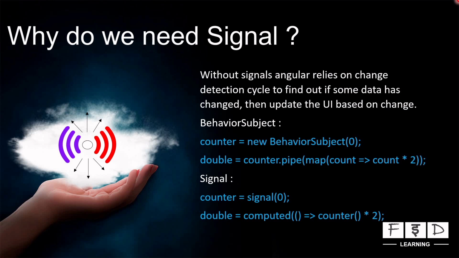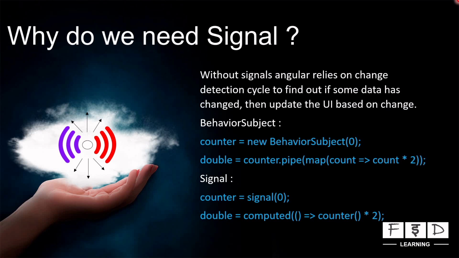Angular 18 has introduced one more feature called zoneless change detection. And with this feature, we can say that Angular no longer needs the zone.js library. This means that without signals, Angular relies on change detection cycle to find out if some data has changed and then update the UI based on that change.